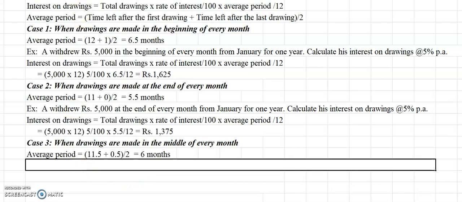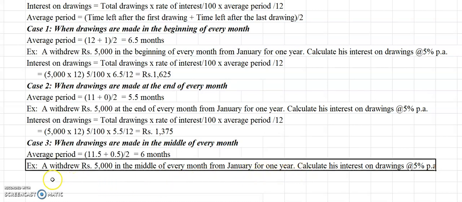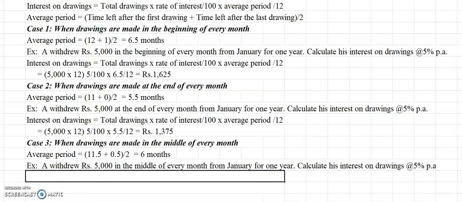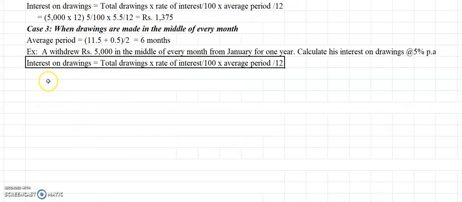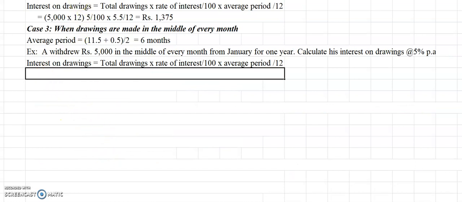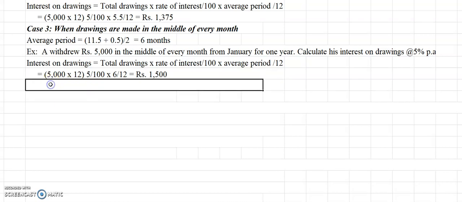Let us see the same example. 5000 he withdraws in the middle of every month. So interest on drawings will be calculated. We will write the equation here, substituting the equation. So 5000 into 12 into 5 by 100 into 6 by 12, that is 1500. So if he withdraws 5000 rupees at the middle of every month, 1500 rupees he has to pay as interest for 1 year.